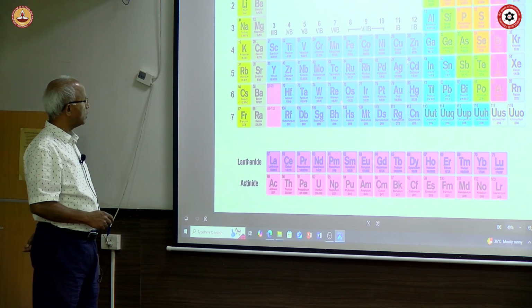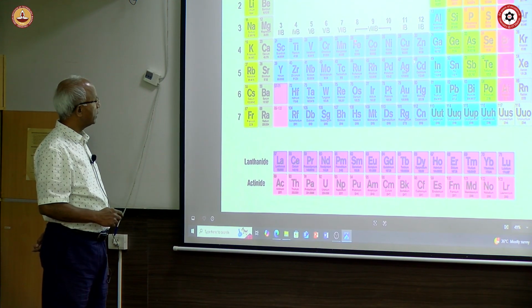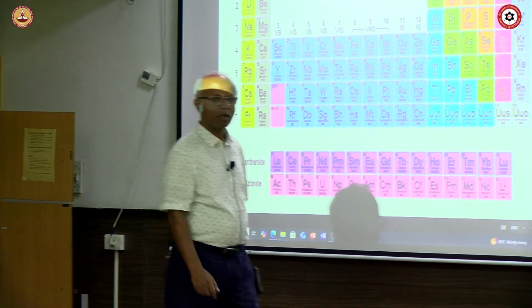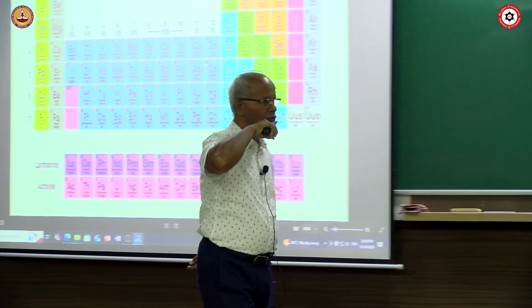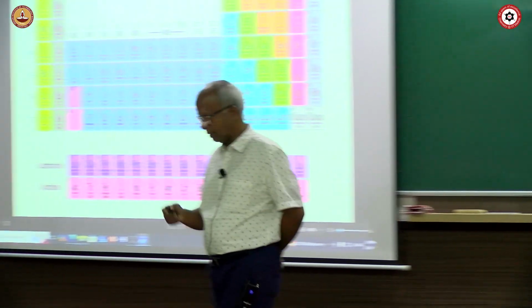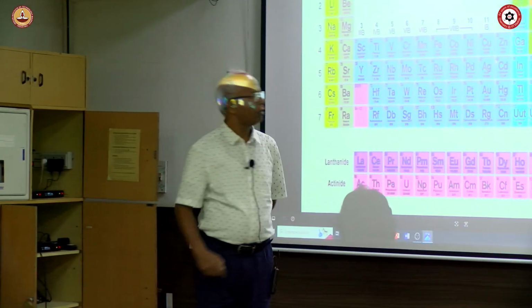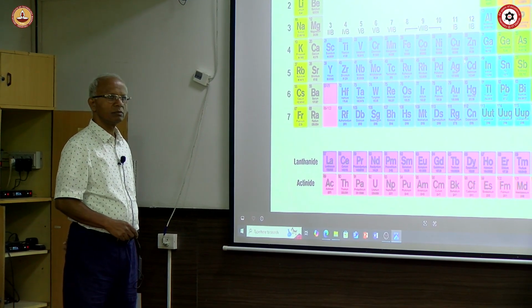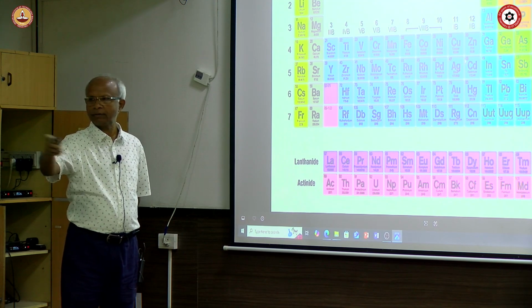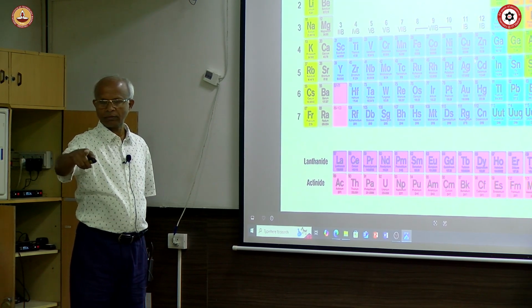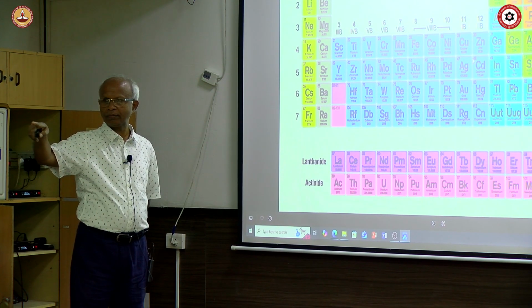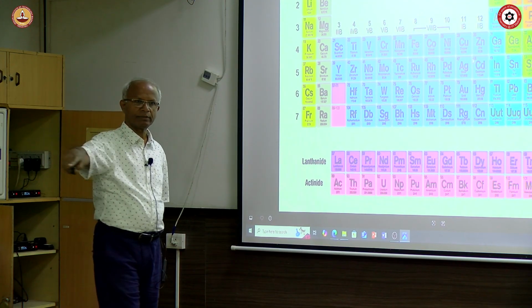Then manganese we talked about. Technetium is radioactive, rhenium, and then iron. What are the stable oxidation states of iron? +2 and +3 are very stable for iron. Cobalt: +2, +2 and +3 here.